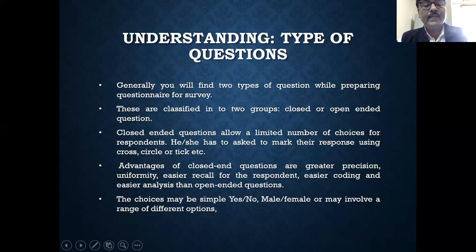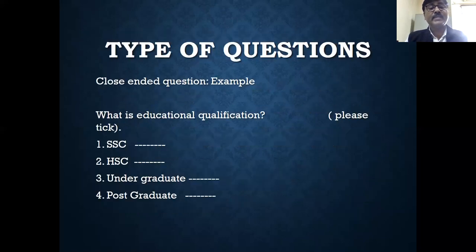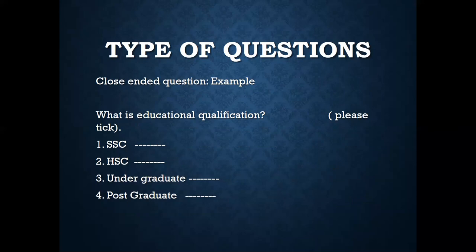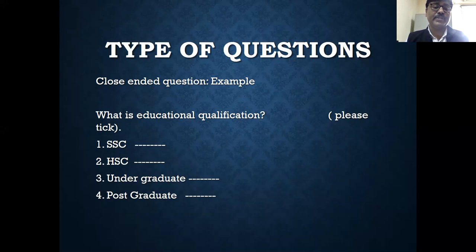See this, and the choices may be, you know, yes, no, male, female, or maybe. This is an example of a closed-ended questionnaire. We use an open-ended questionnaire when you don't know what responses would come from the respondent. In this situation, we ask questions to the respondent in different manners. So these are the types of questions.